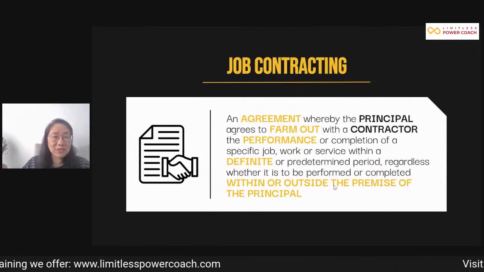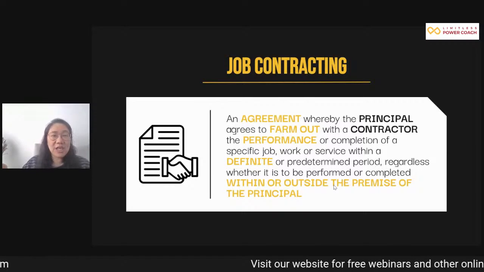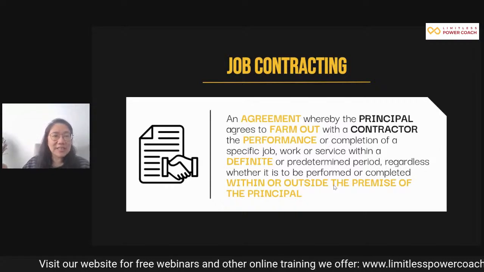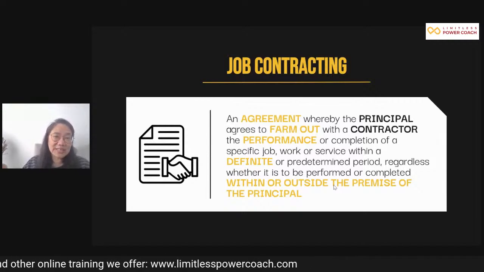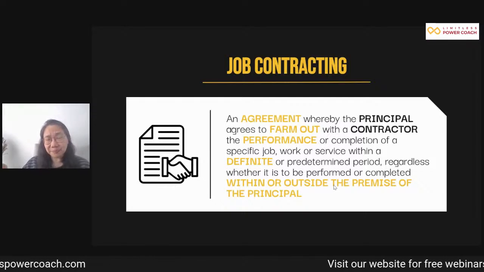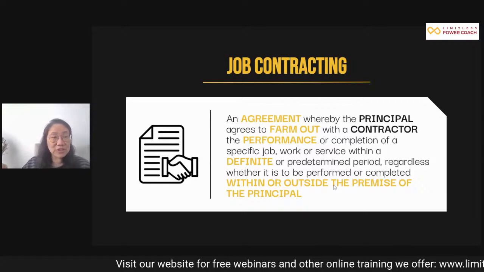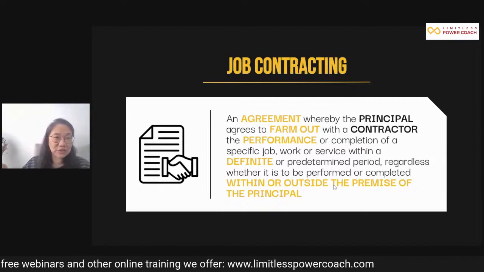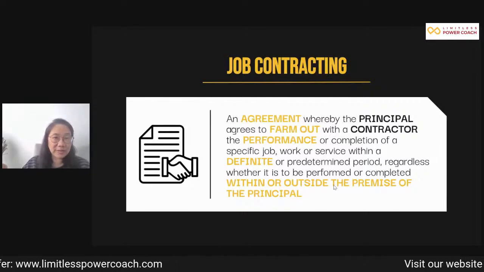So when you talk about contracting, the company or the principal, in this case you are the principal, farms out or outsources a specific service which is considered not necessary, not desirable, or not core within your organization, for a definite or predetermined period of time. And when you talk about job contracting, the main essence here is that the service that you would like the contractor to perform is considered a non-core part of the business.